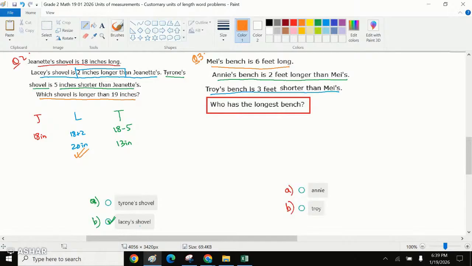Let's do it. We did this before, a very similar question, but the values have changed. If we say Mai's is 6 feet, right? Best is to write the information. How about Annie's? That is 2 feet longer, so 6 plus 2, 8 feet. How about Troy? 3 feet shorter than Mai's, so 6 minus 3, that is 3 feet. So who has the longest?